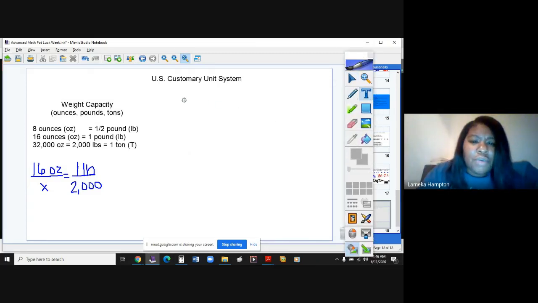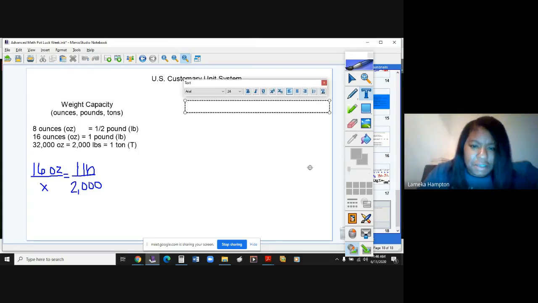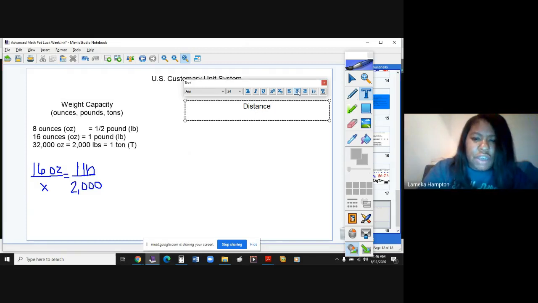The next one that I want to talk about is distance. Now, when we talk about distance, we are talking about the good old inch. We're talking about inches, feet, yards, and miles. That's what we're referring to when we talk about distance.